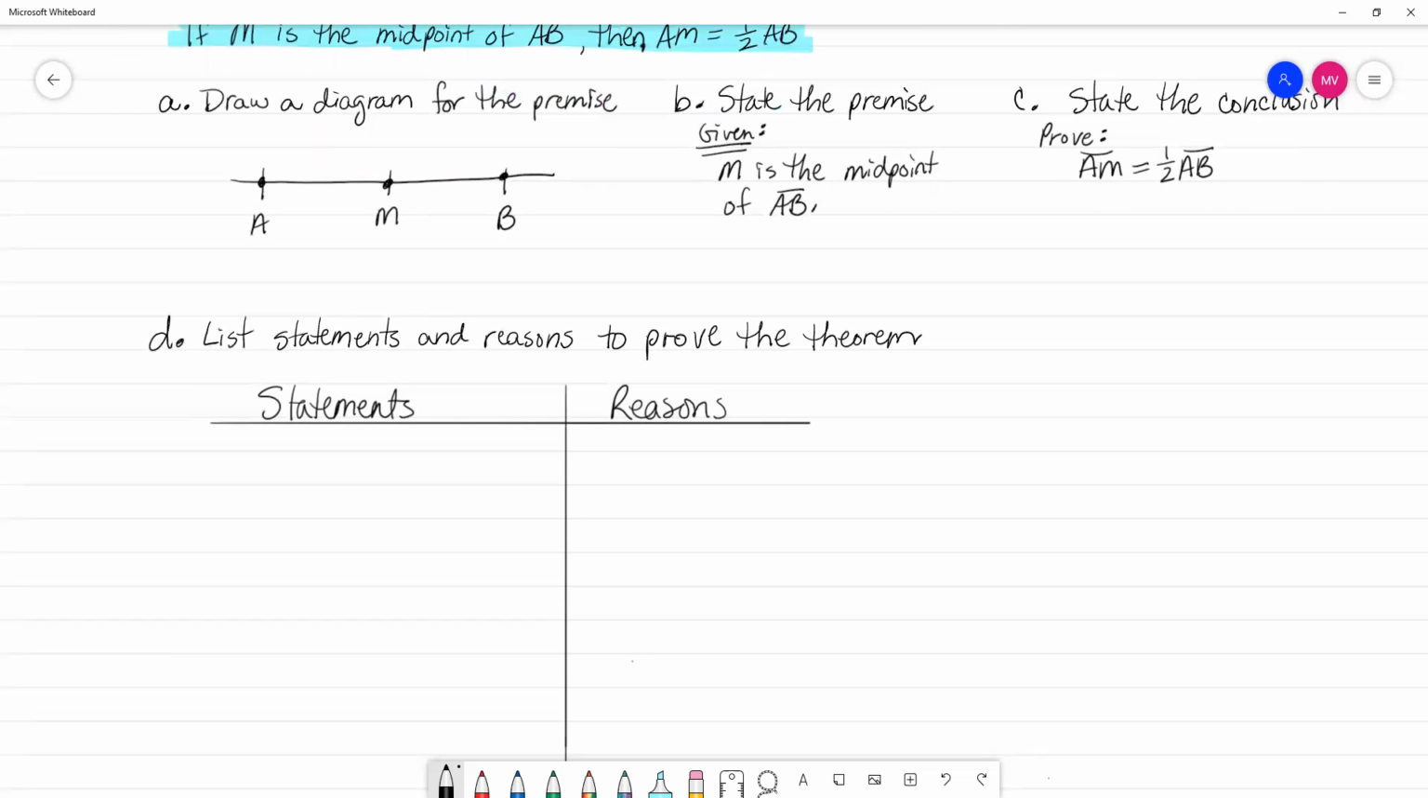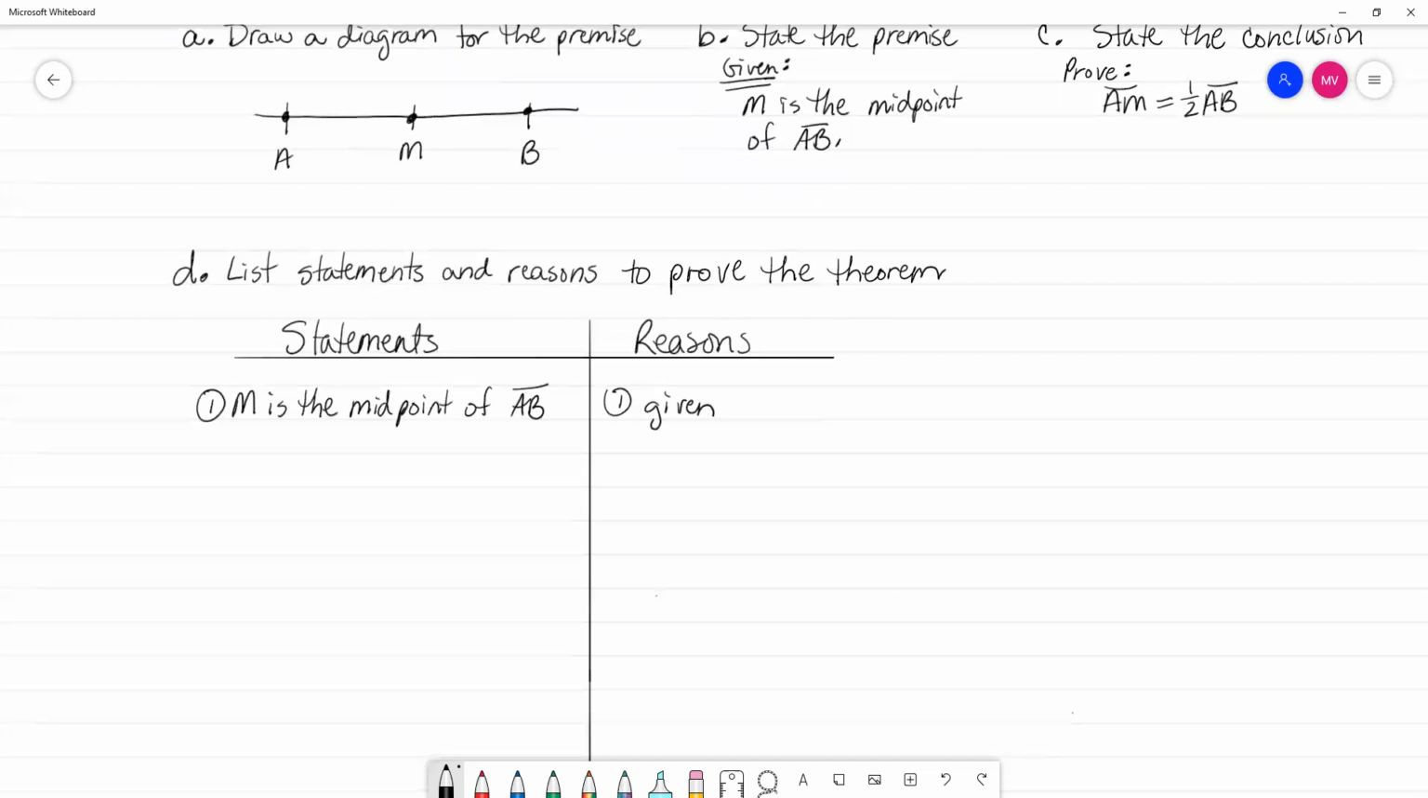So now D says list your statements and your reasons that prove this theorem. So first we start with our given. M is the midpoint of AB. Given. Now, if we just stated that something is the midpoint of something else, we then need to state our midpoint formula because we're going to be using it. So the midpoint formula states that, I have to make sure I write this correctly.